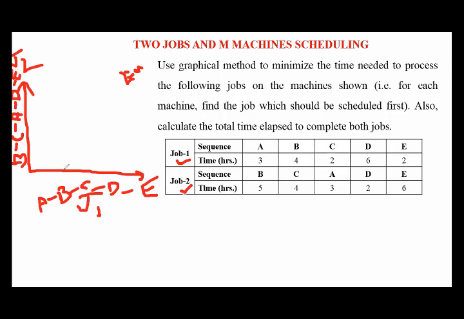Okay, now we are going to draw the lines for job 1 and job 2 based on the process times. Before we draw the lines, we have to calculate the time in and time out for each job, the time in and time out of machines for job 1 and job 2. So simply I am going to calculate the time in and time outs of the jobs on a machine.